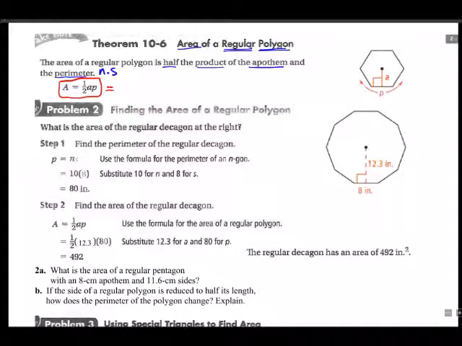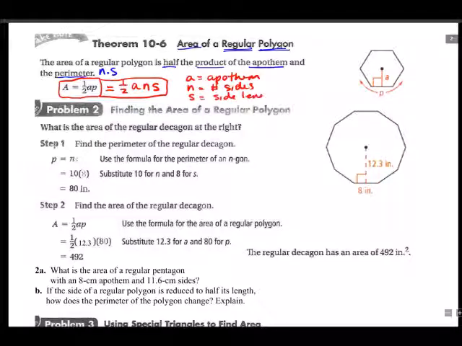And sometimes I also like to write this as 1/2 ANS, because the NS is just our perimeter, where A is the apothem, N is the number of sides, and S is the side length. And so that's all we need. Let's look at this in action here.